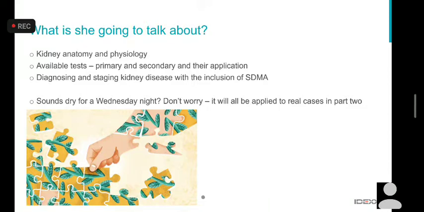And I realize it may sound pretty dry for a Wednesday night if you spend a whole day in practice, but don't worry. In part 2, which is not my part, it will be a lot more clinical, and it will be a lot more applied to real cases from practices. So it should hopefully, at least we discussed that yesterday, all make sense in the end. But I will be happy to have any questions.